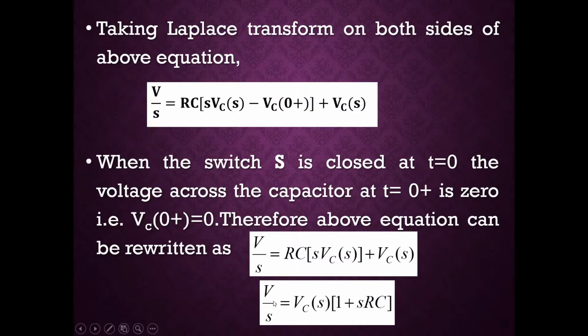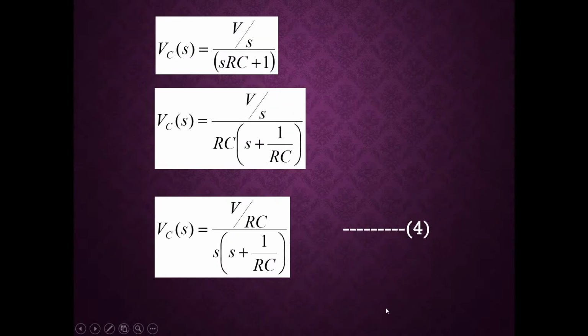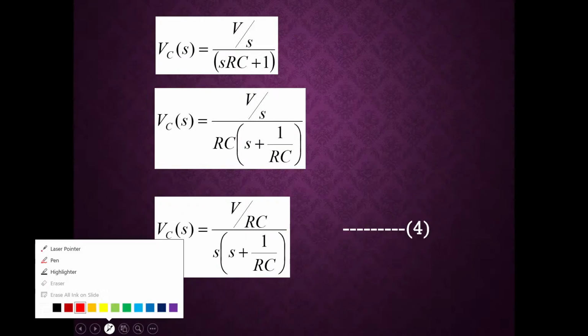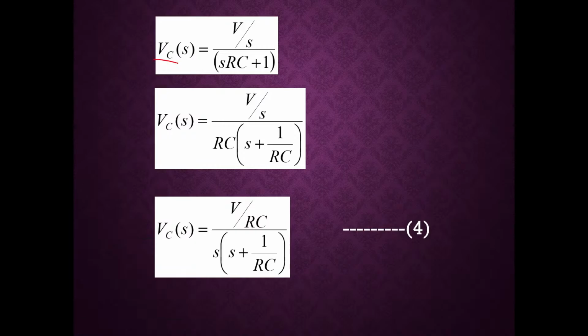Okay then. So V by S is equal to Vc of S into 1 plus S Rc we have got. Now from that we can determine Vc of S. What is Vc of S? Just modify the equation. From the above equation you will get V by S by S Rc plus 1.